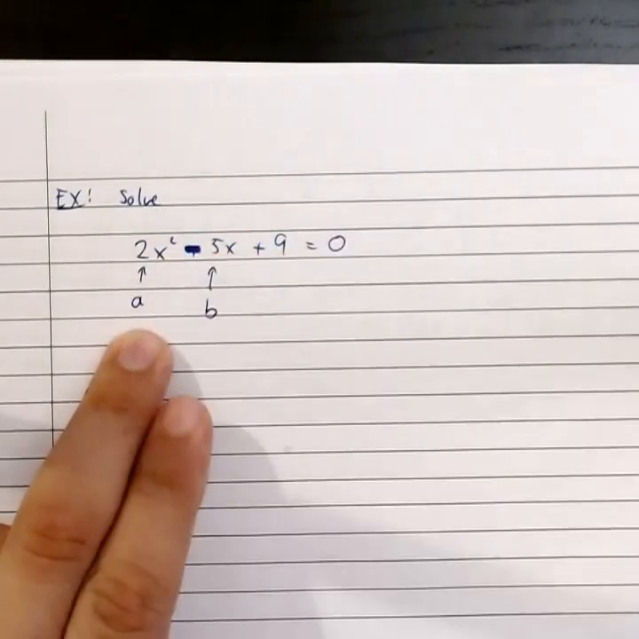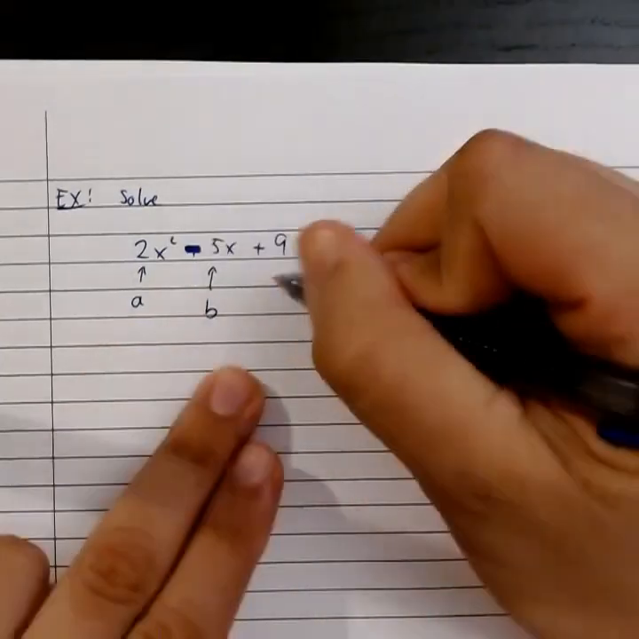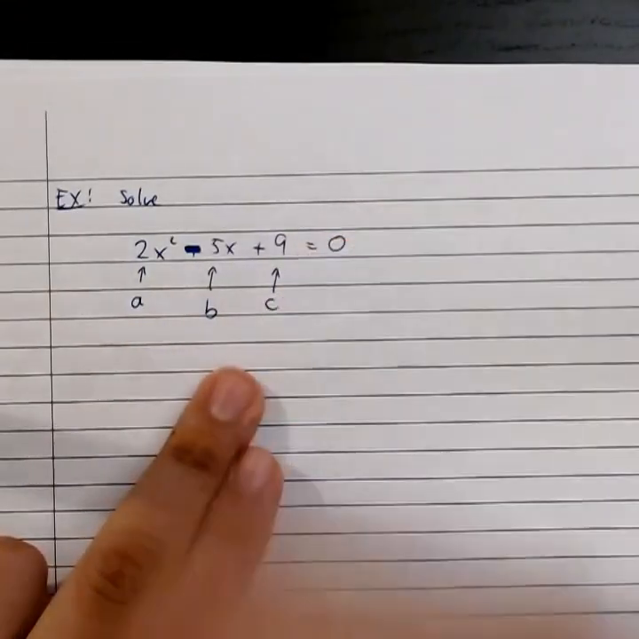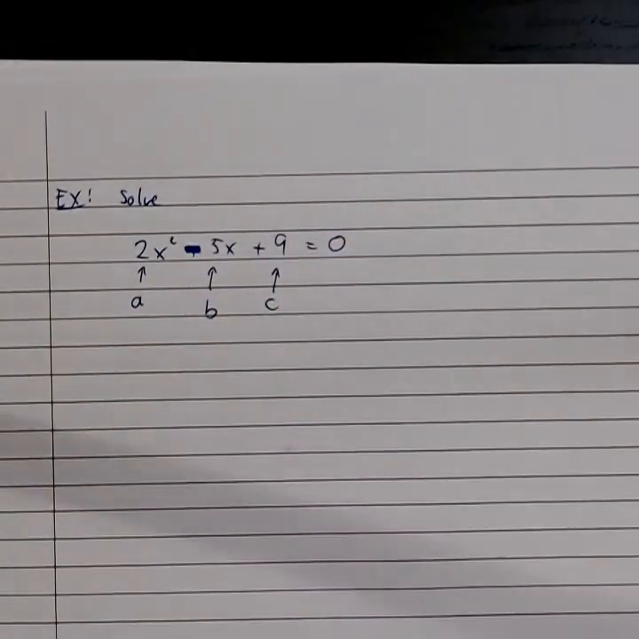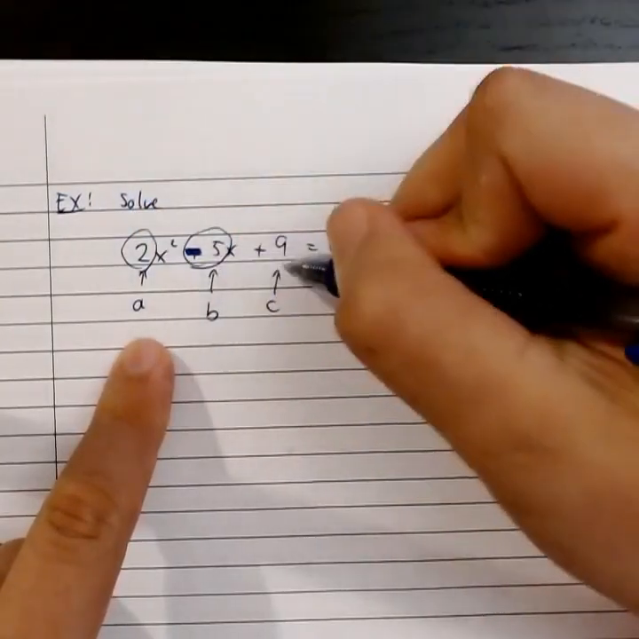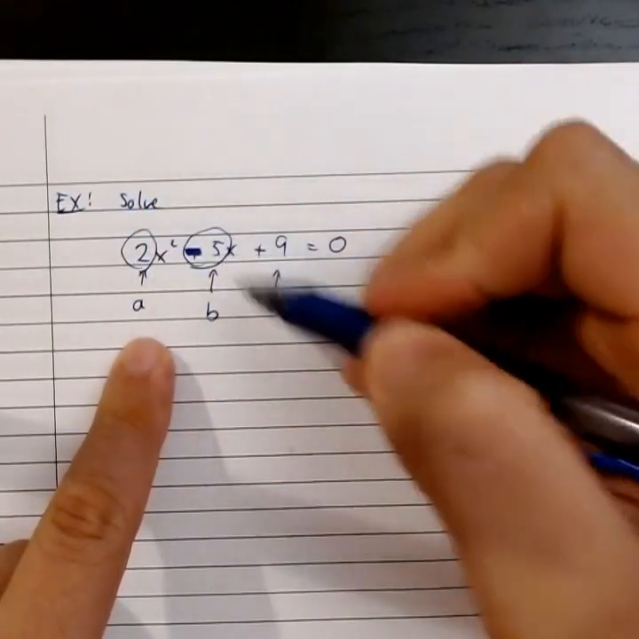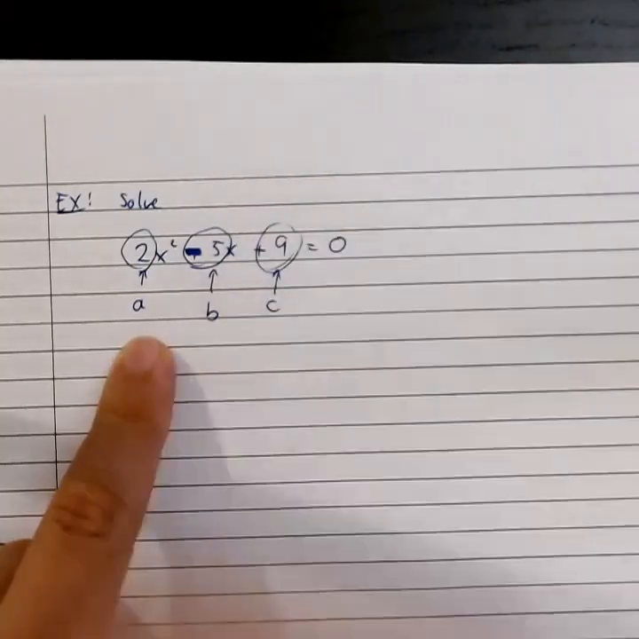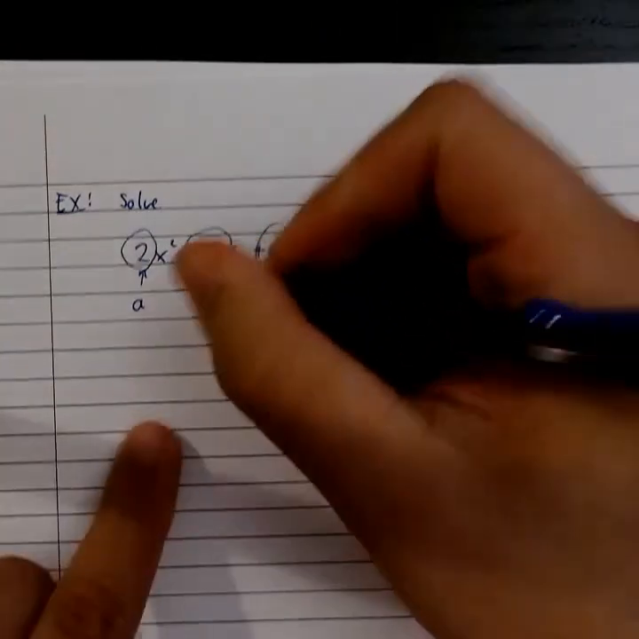B is going to represent whatever number is in front of your x, and C will represent whatever constant number you have, the number with no variable. Note that the numbers include whatever sign they come with. So here that's a positive 2, that's a negative 5, and that's a positive 9. Okay?